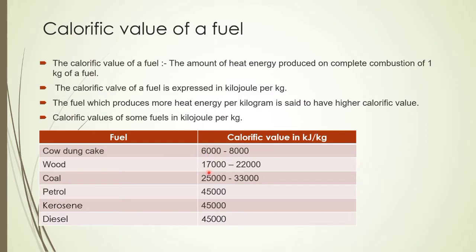Wood 17,000 to 22,000. Coal 25,000 to 33,000. Petrol 45,000, so petrol will produce more heat. Kerosene 45,000, and diesel also 45,000, more heat than cow dung, wood and coal. And if we talk about methane, butane, LPG, CNG, the calorific value will be even more. It is given in your tables also.